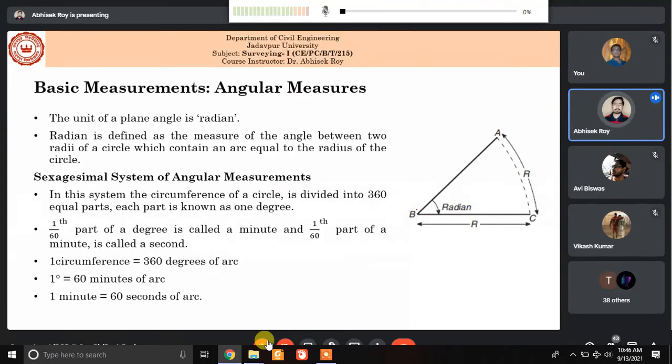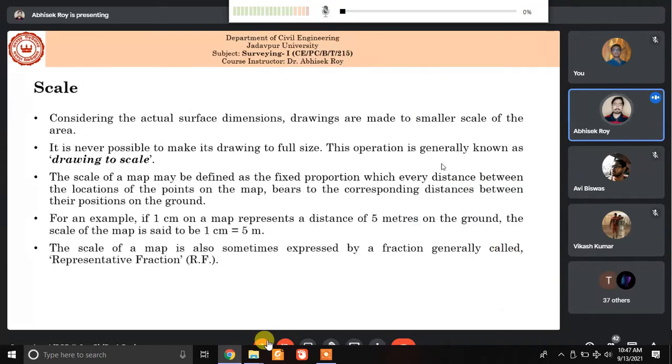For basic measurements of angle, we will mostly follow the sexagesimal system of angular measurements. In radians, if it moves by an angle of theta, it will make an arc length s, which equals r theta. But mainly we will follow the sexagesimal system, in which one circular arc is divided into 360 degrees, and 1 minute is divided into 60 parts, which we know as seconds.